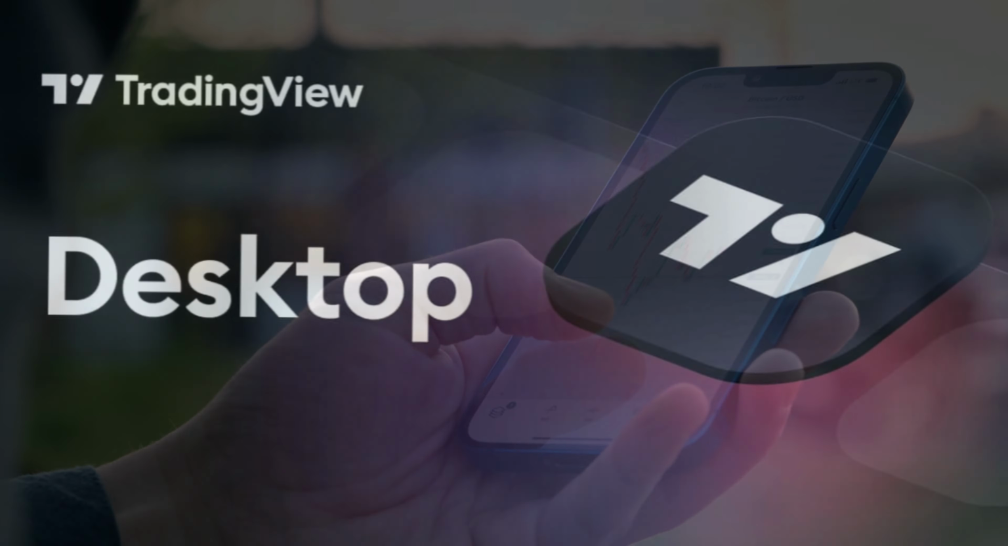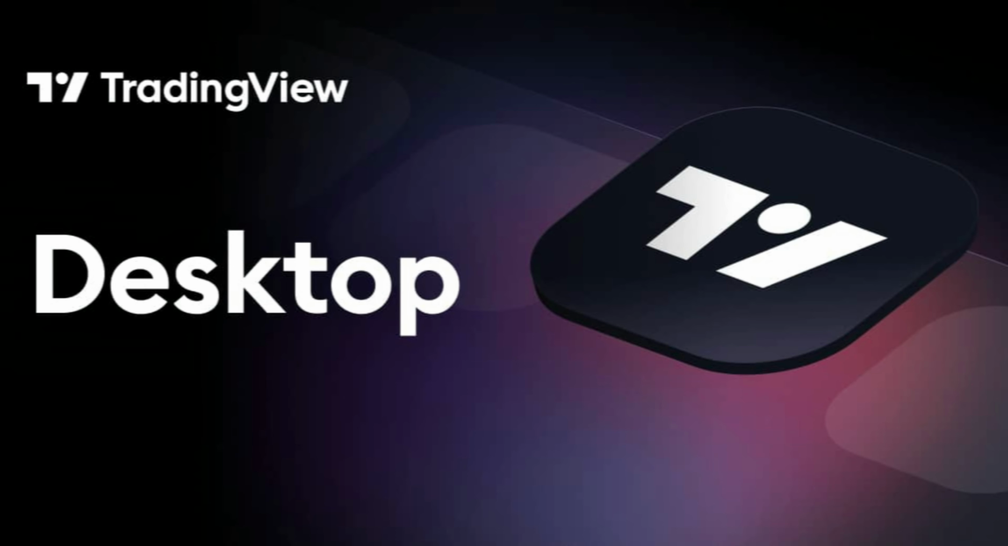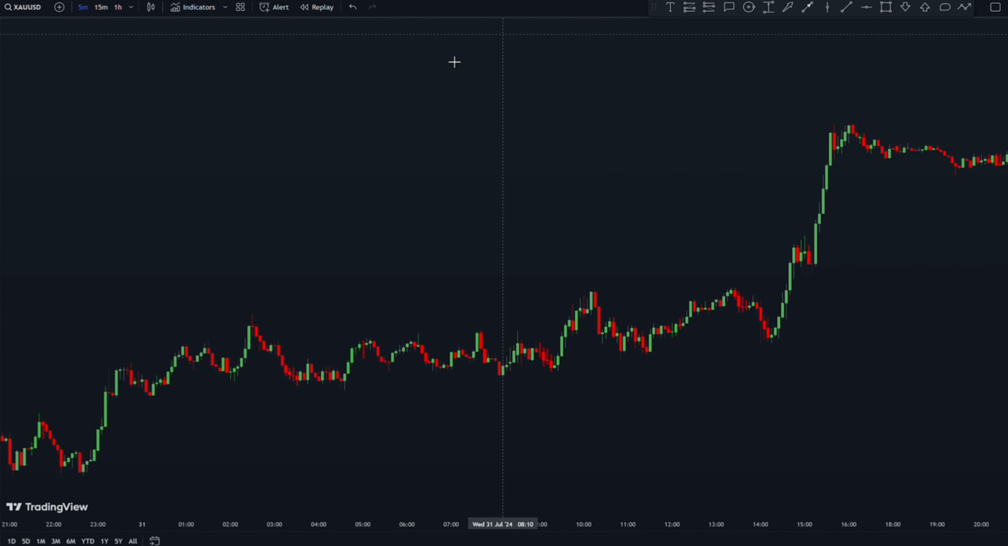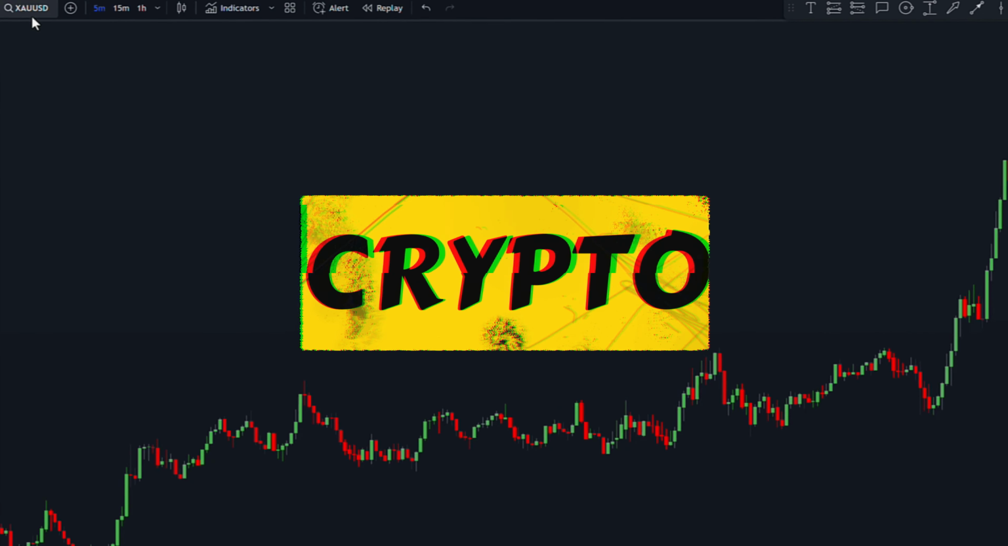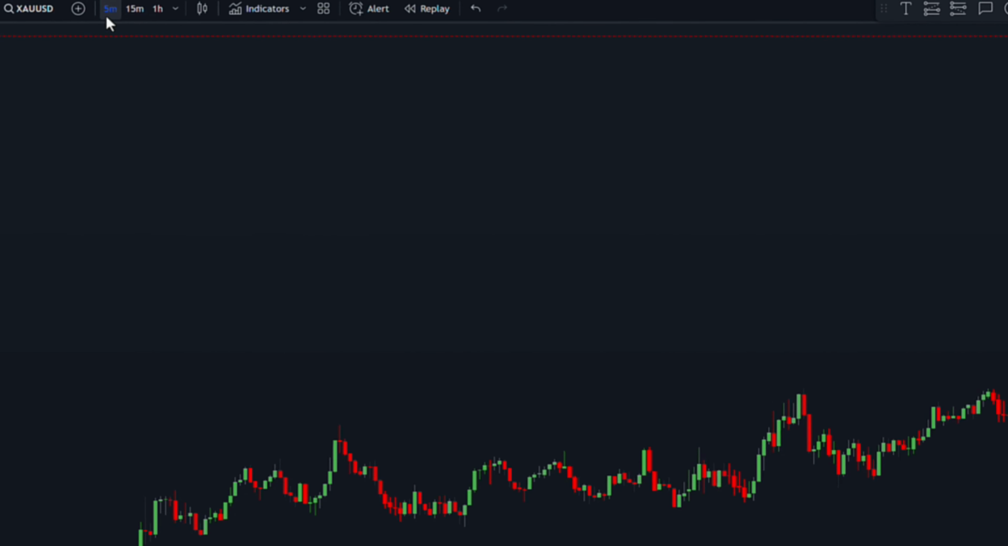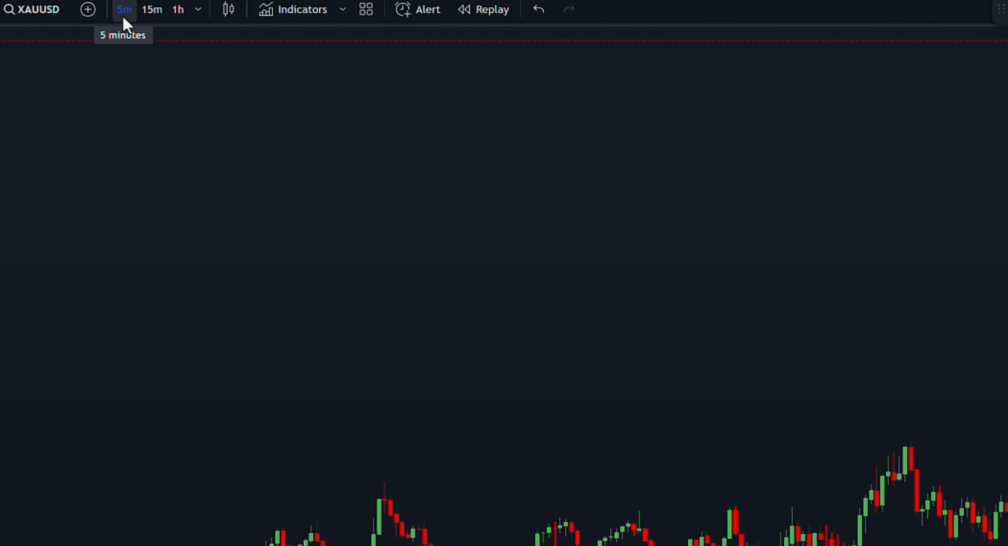First things first, open up TradingView. Once you're in, you'll see a search bar at the top. Use this to find the chart of the asset you're interested in, whether it's Forex, crypto, or stocks. The strategy works for all of them, so pick one that you want to analyze.